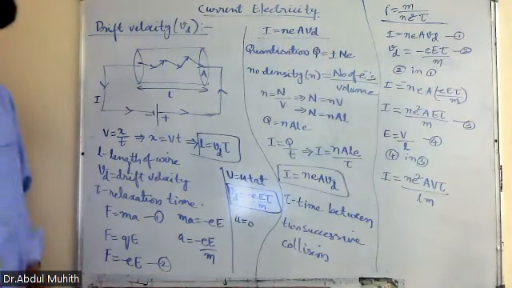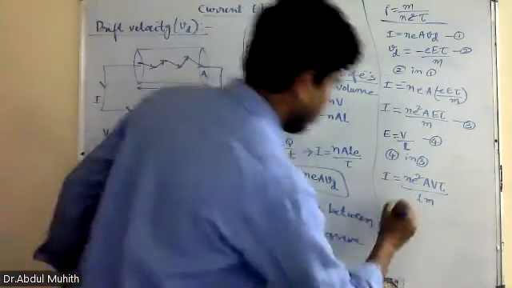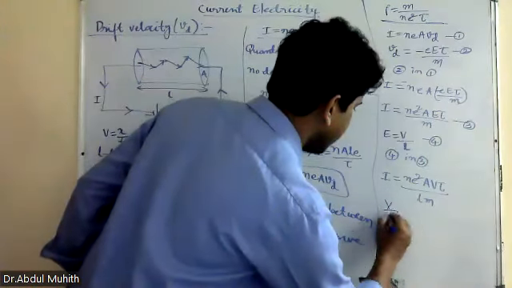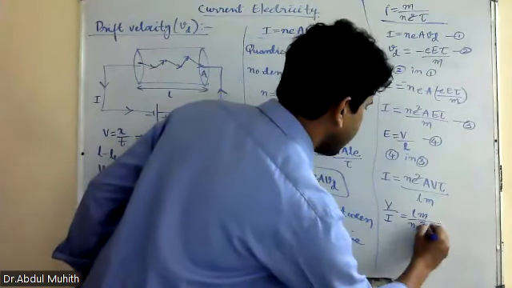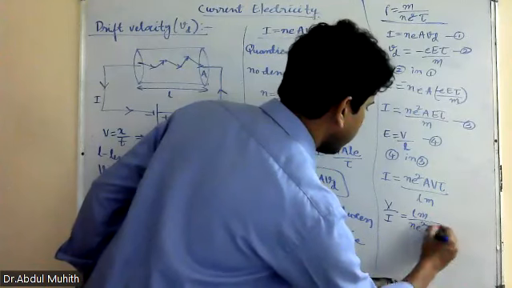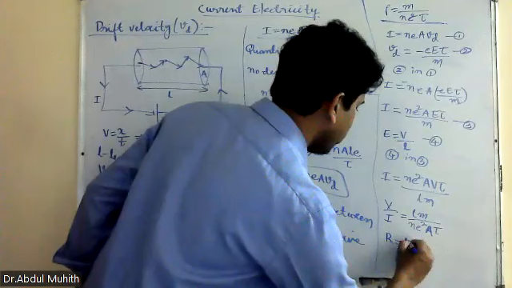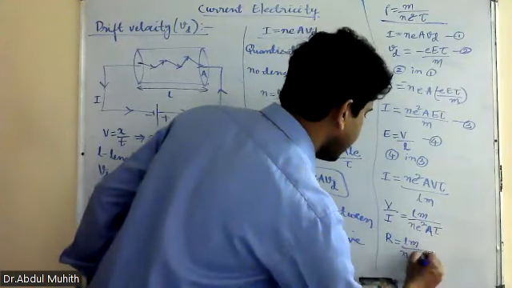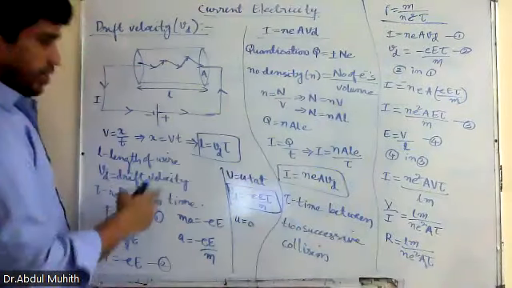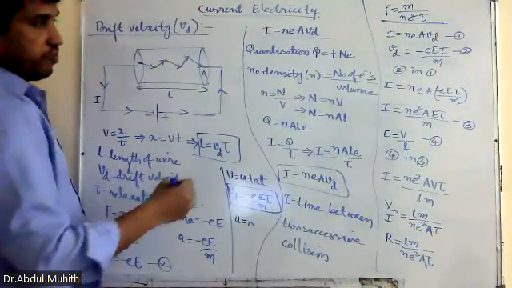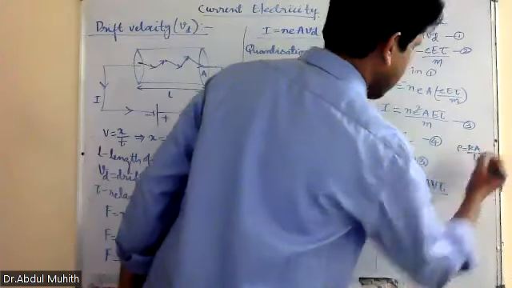Now, here we get V by I. If I cross multiply this, V by I will become L m by N E square A into tau. This is the formula. So R is equal to V by I, R is equal to what? Rho. This we got. Now if you want to write the resistivity formula, what is the resistivity formula? Rho is equal to R into A by L.